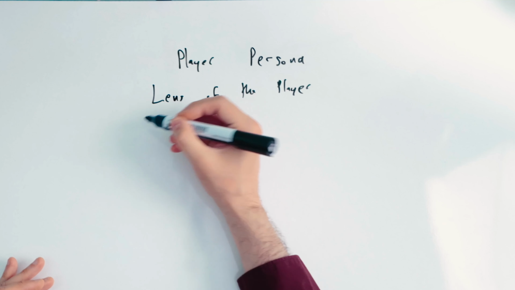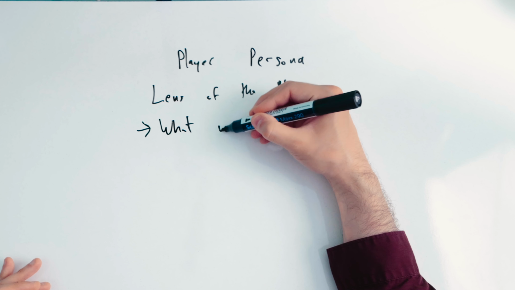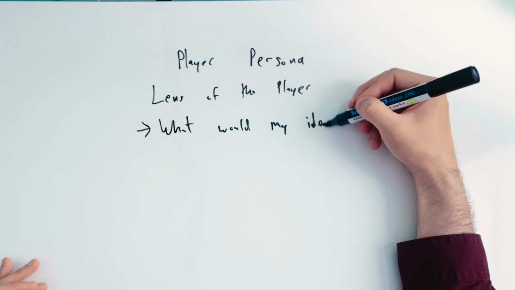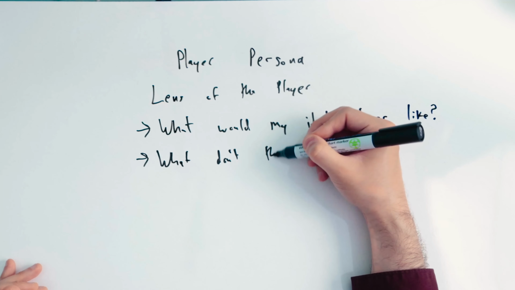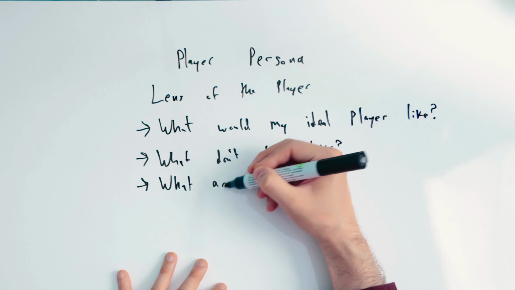So what is the lens of the player? That's looking at your game through the eyes of a player. So you're going to be asking yourself, if I was a player in this game, what would I do? What would my ideal player like? What don't they like? What do they expect? What are their expectations?